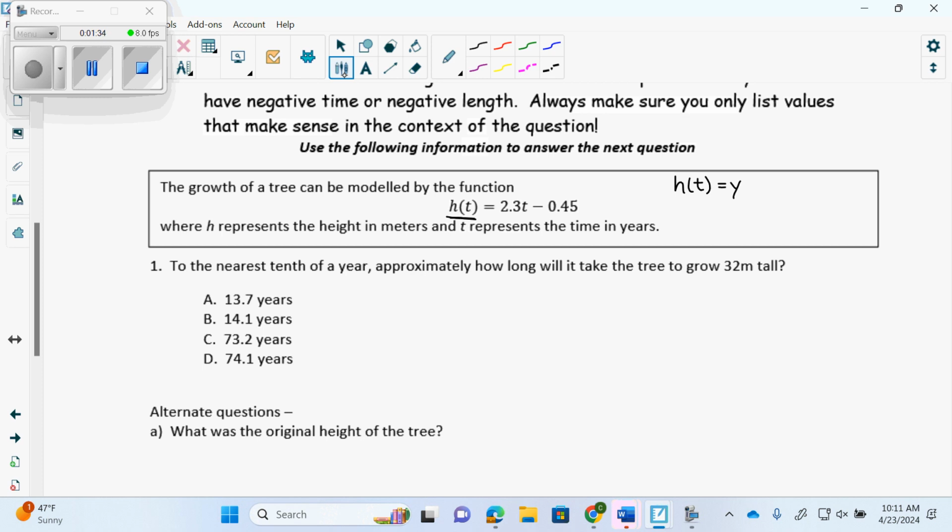Pardon? Meters. It says h represents the height in meters. So I know anything that's in meters, y is height, correct? Then t is in the place of x, and what's its units? What's t's units? Years. So height is in meters, t is time in years. You guys, please pay attention. It will always tell you the units, okay? It has to always tell you what the letters represent.